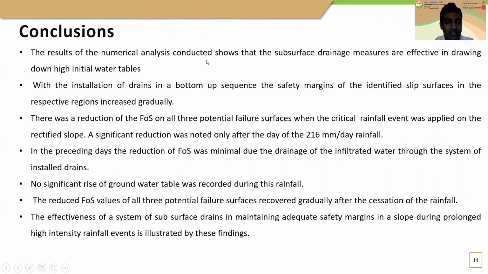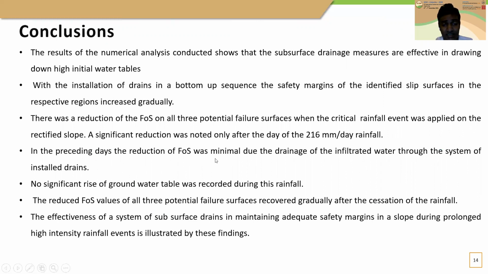The results of the numerical analysis conducted show that the subsurface drainage measures are effective in drawing down high initial water tables. With the installation of drains in a bottom-up sequence, the safety margins of the slip surfaces increased gradually. There was a reduction of the factor of safety on all 3 potential failure surfaces when the critical rainfall event was applied on the rectified slope.